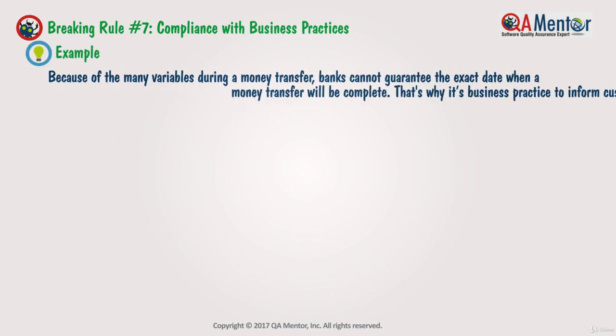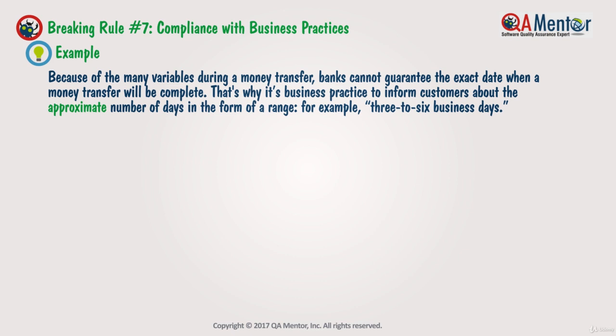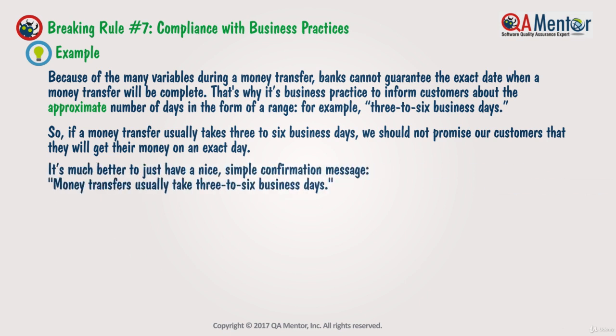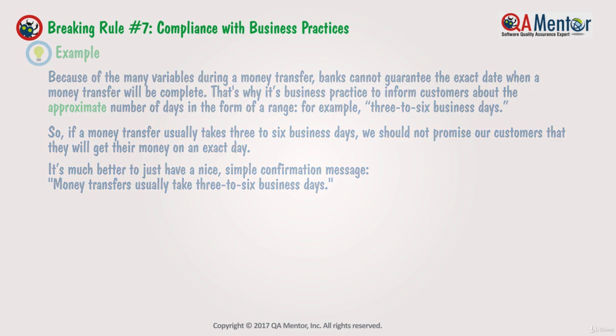Example: because of the many variables in a money transfer, banks cannot guarantee the exact date when a money transfer will be complete. That's why it's business practice to inform customers about the approximate number of days in the form of a range, for example, 3 to 6 business days. So if a money transfer usually takes 3 to 6 business days, we should not promise our customers that they will get their money on an exact day. It's much better to just have a nice, simple confirmation message: "Money transfers usually take 3 to 6 business days."